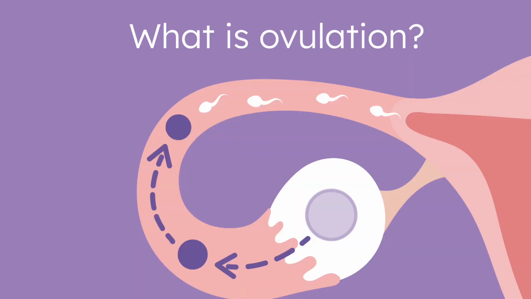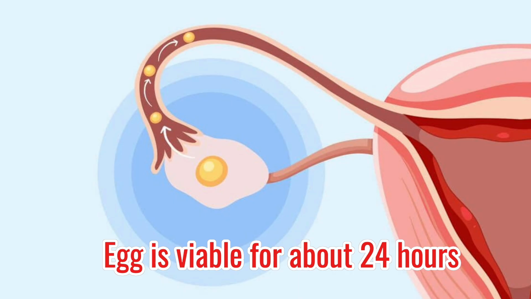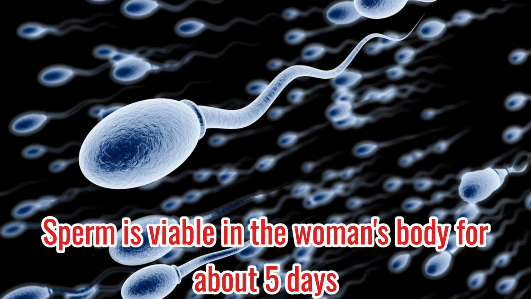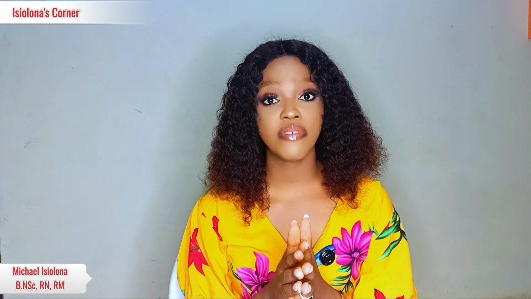Now, what happens is that the egg a woman's body releases during ovulation can only live in a woman's body for about 24 hours. That is, it can only stay for about a day. But the man's sperm can stay in the body for up to 5 days. So that's why it's very important that you understand the timing of your ovulation. Having known that, let's talk about our fertile window.